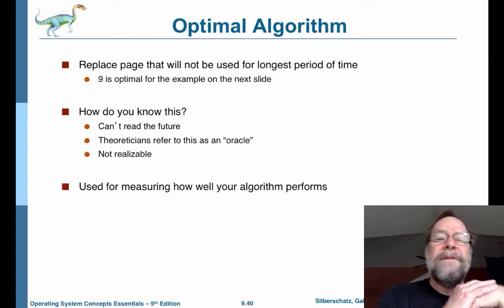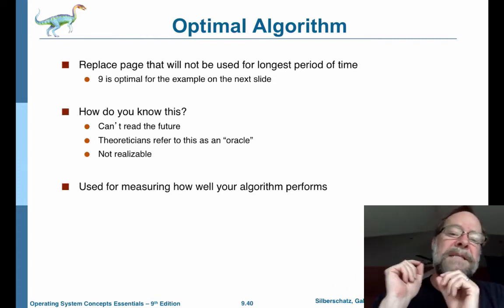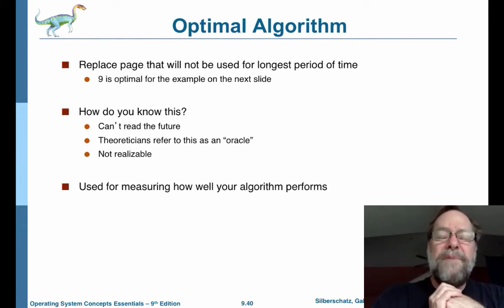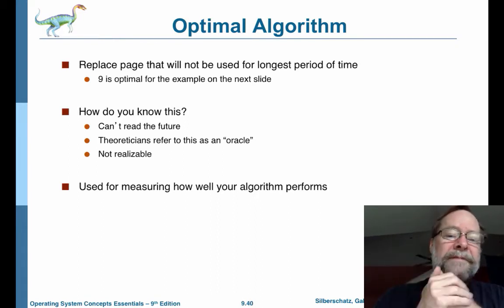Okay, so there actually is an optimal algorithm. The optimal algorithm is optimal in the sense that it minimizes the number of page faults that can occur for any number of frames. It turns out that 9 is going to be optimal for a particular number of frames, I think it's for 4 frames.